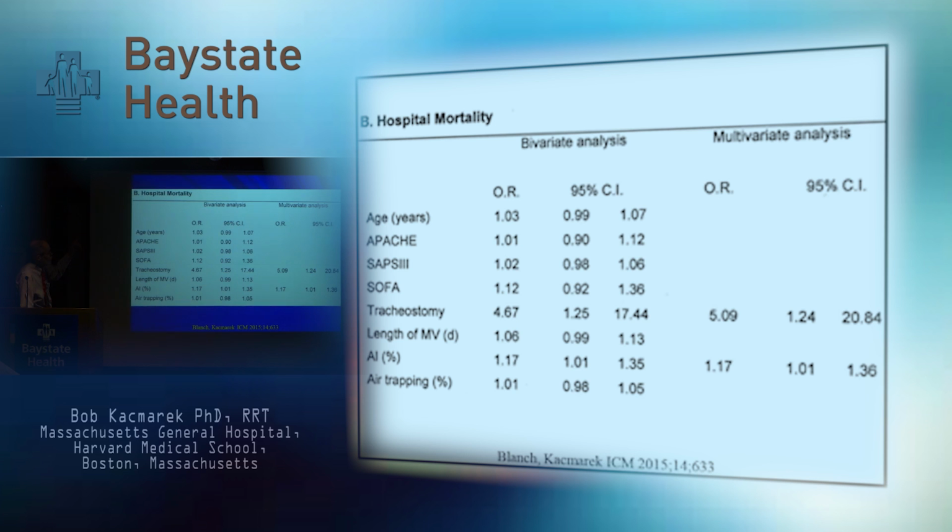We found an association with mortality. An association that patients who had an asynchrony index of greater than 10% had a higher likelihood of dying in this population of patients. Small number, 50 patients. We're now looking at a database of almost 300 where we're reproducing this analysis, which will be much more interesting data to take a look at.